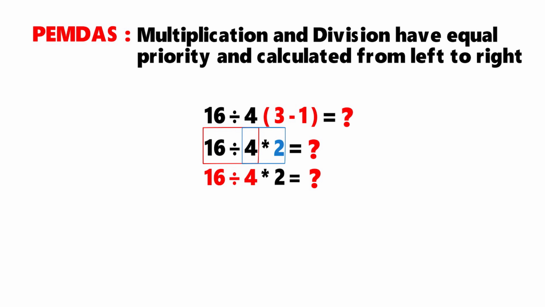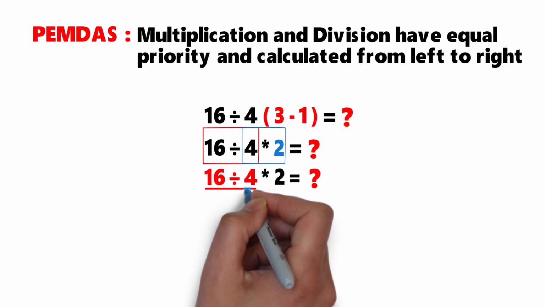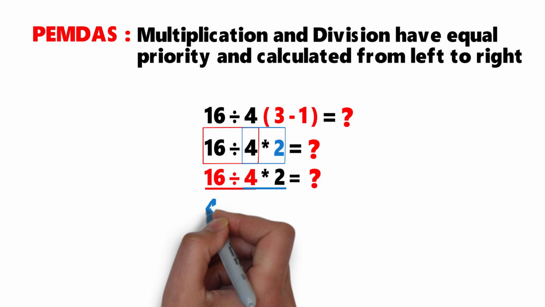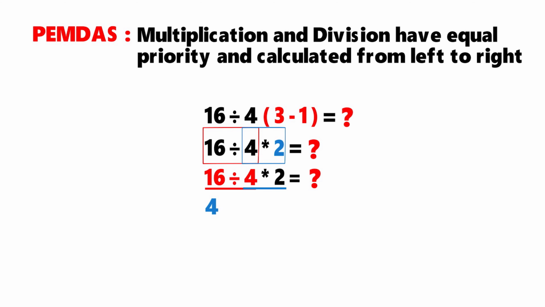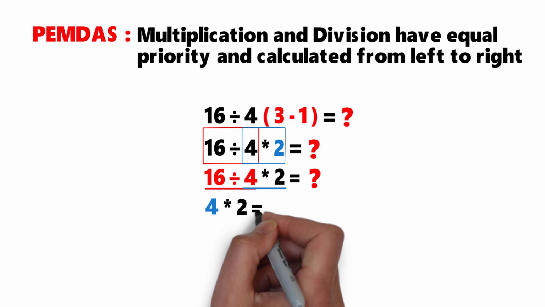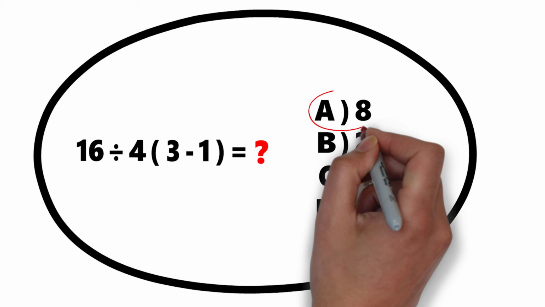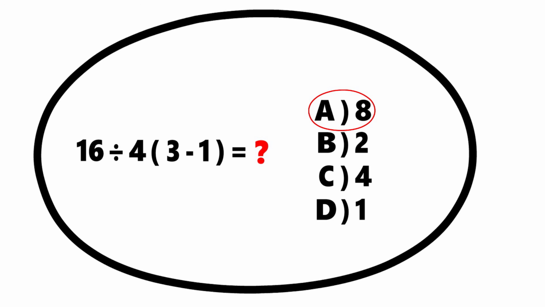16 divided by 4 is on the left side of the expression, and 4 multiplied by 2 is on the right side. So the first thing we need to do is divide 16 by 4. The result of this calculation is 4. And in the last step, we need to multiply 4 by 2, and the result is 8. So the correct choice here is choice A, 8. Hopefully you've nailed this question and now know how to answer similar problems on the test.